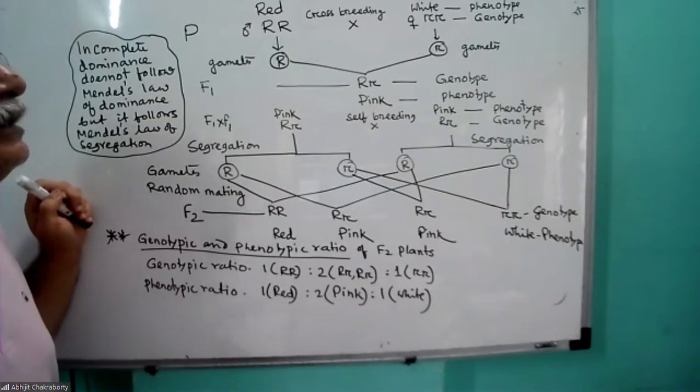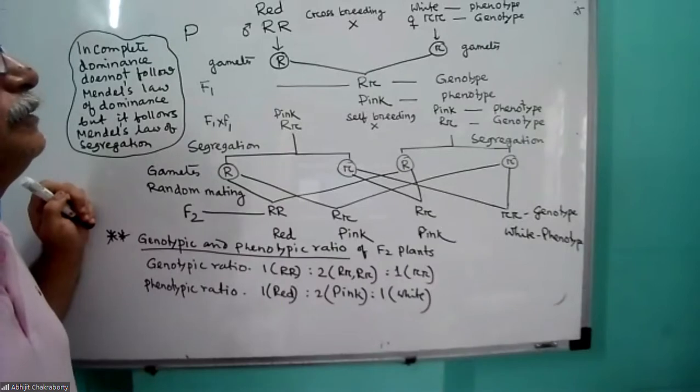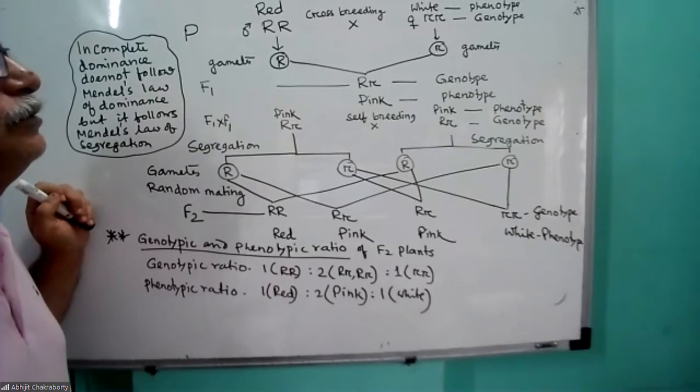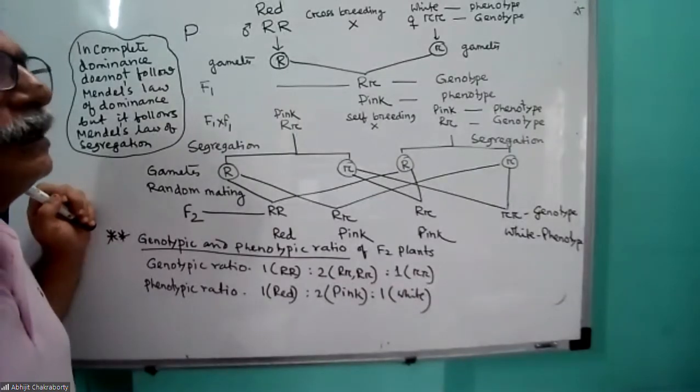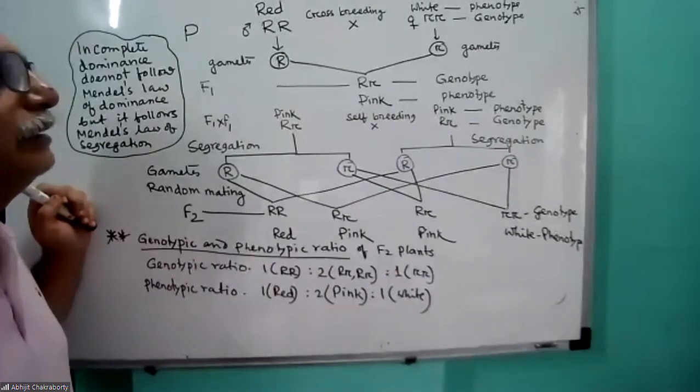How can you say that it is not going to dominate the other? Because if red can dominate white, so whenever capital R and small r are present together, according to Mendel's law of dominance, R would dominate the small r so that the flowers become red, but it is not happening here. That's why the term incomplete dominance comes.